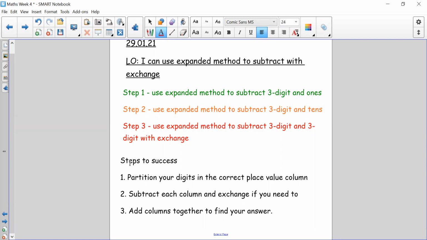So our steps to success today is that we are going to partition our digits into the correct place value column. Now that is very, very important. Making sure you put your hundreds in the hundreds, your tens in the tens, your ones in the ones, and when you exchange, making sure you've exchanged across the correct columns as well. You then need to subtract each column separately with exchanging if you need to, and then you need to add your columns and combine them to get your total.